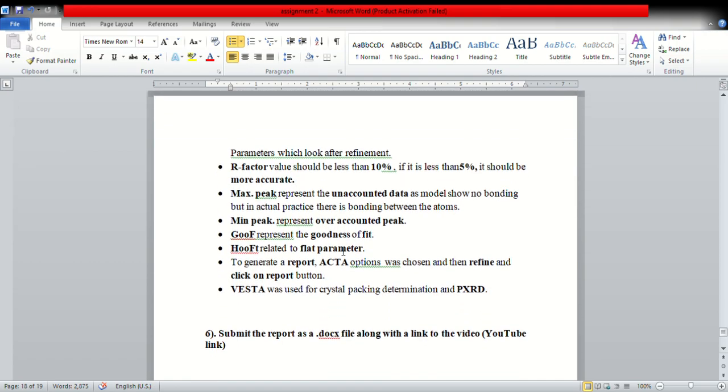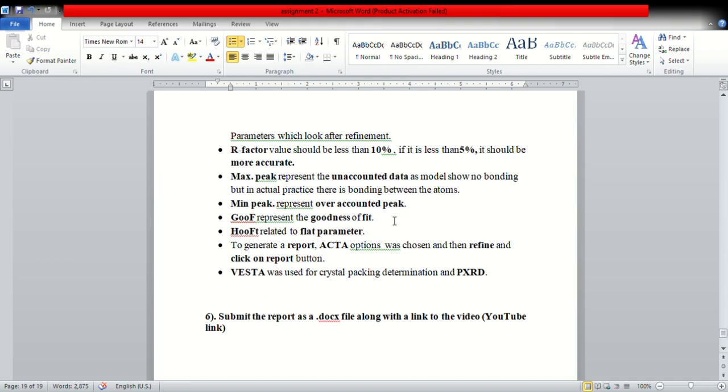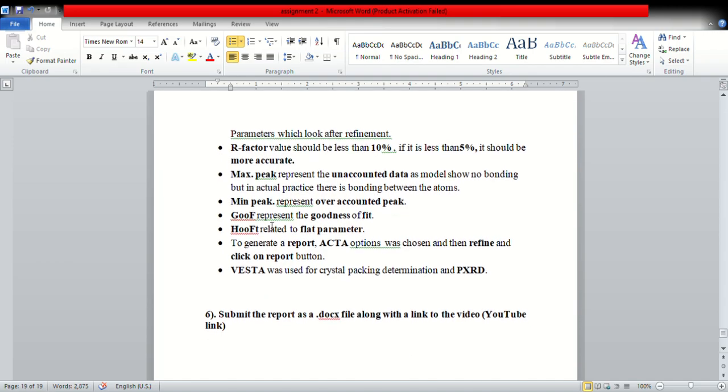Now the R factor value should be less than 10%, and if it is less than 5%, then it is more accurate. The maximum peak represents unaccounted data in the model, so no bonding, but in actual practice there is bonding between atoms. The minimum peak represents an over-accounted peak, and the GOOF represents the goodness of fit, and is related to the flat parameter. To generate a report, we choose the ACTA option, then refine and click on the report button.